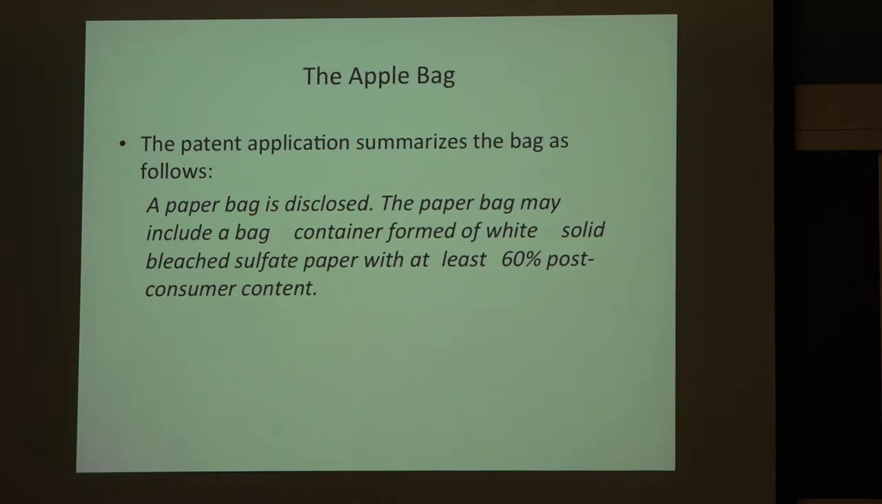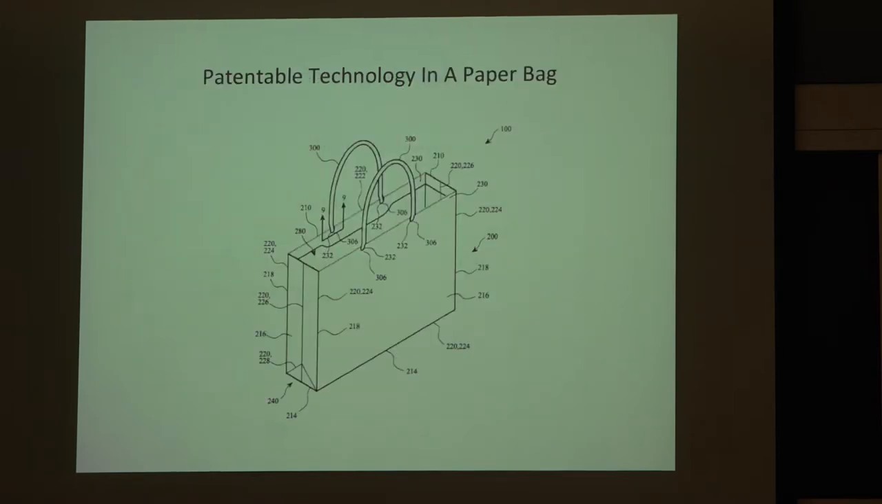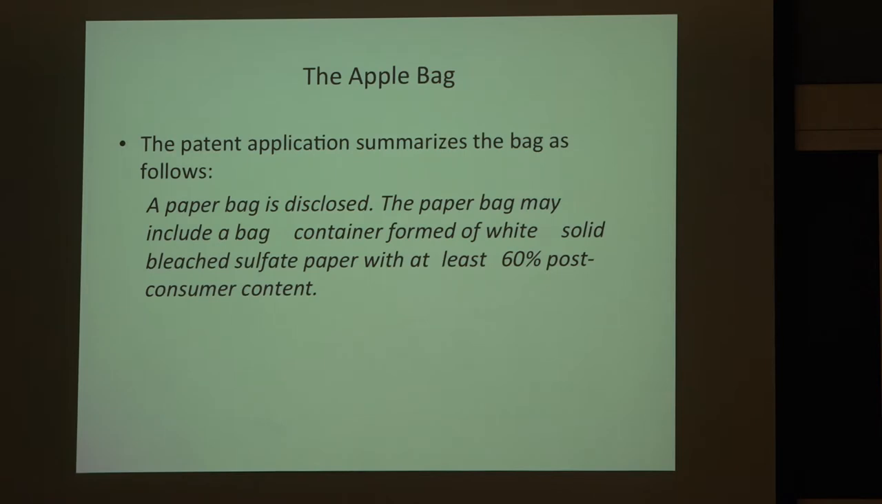It has a total of 39 patents. This actually comes from the patent application. The numbers correspond to figures and unique features of the bag, which Apple claims make it novel and sufficiently new to be patentable. And this is the description from the application. The paper bag may include a bag, container, formed of white, solid, bleached, sulfate paper with at least 60% post-consumer content.